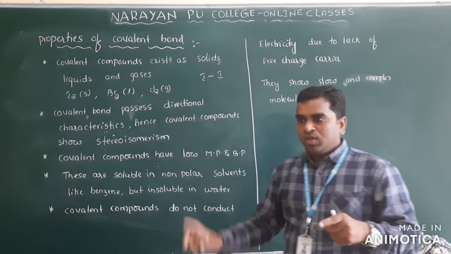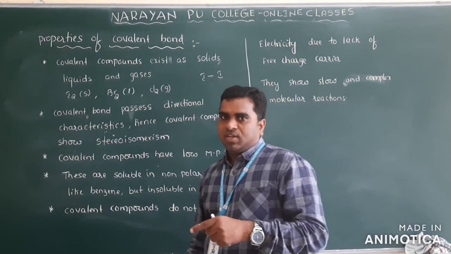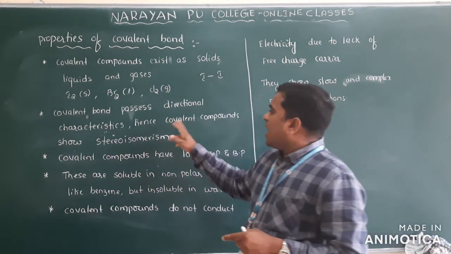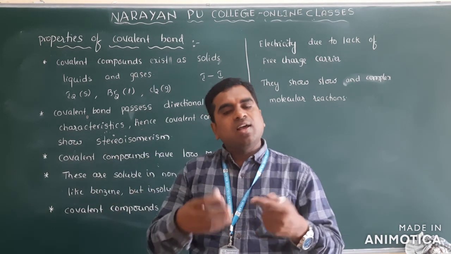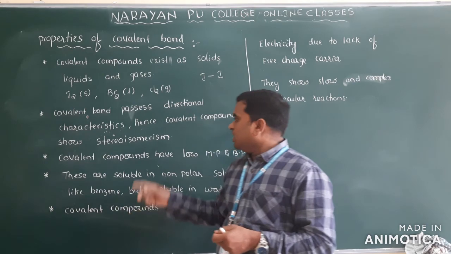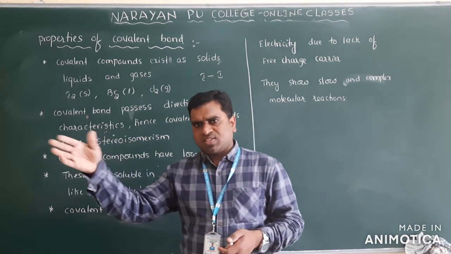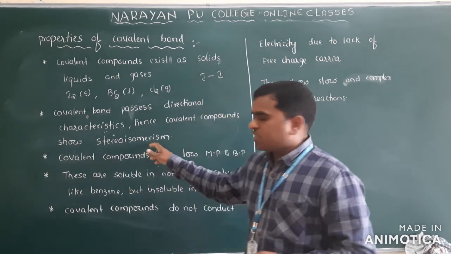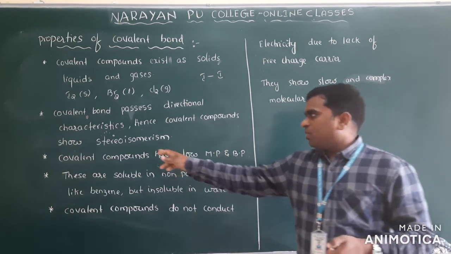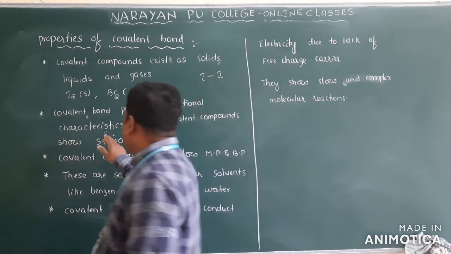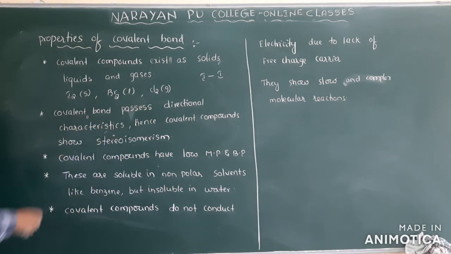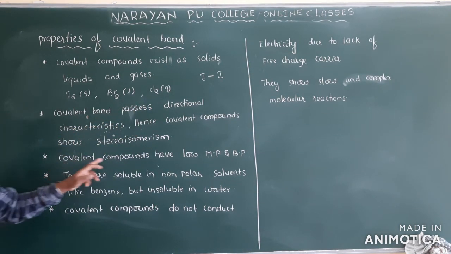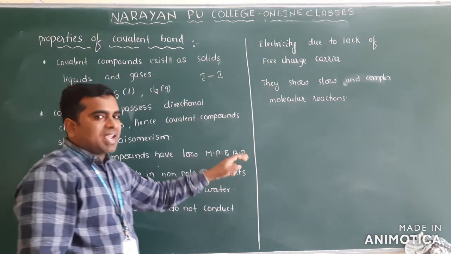Covalent bond is directional and ionic bond is non-directional. We will discuss that later. Clear? So hence covalent compounds show stereoisomers. If the bond is directional, then they will show stereoisomerism. What is stereoisomerism? We will discuss that in organic chemistry. That concept we have not started yet, so we will not go through this now. Just remember, and when we discuss stereoisomers, you can easily understand this point. Next one: covalent compounds have low melting and boiling points.